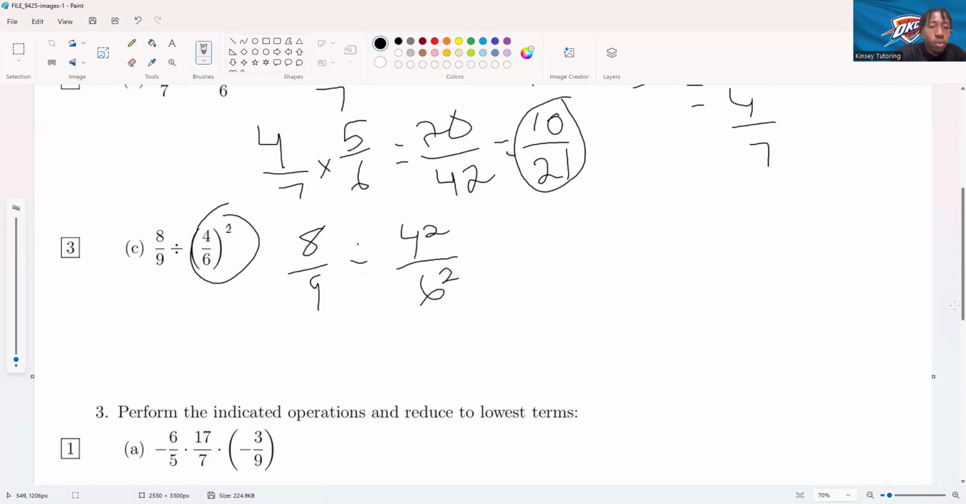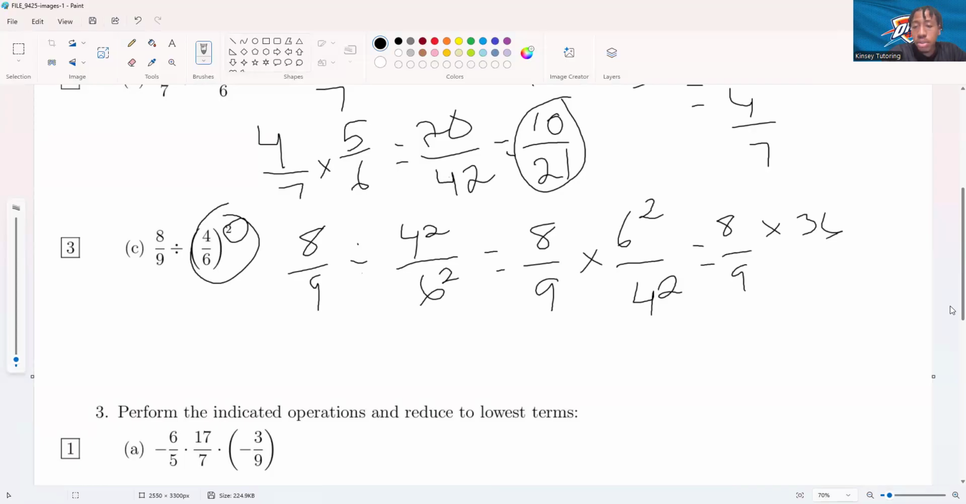right? So we take this exponent and we distribute it to both the numerator and the denominator, okay? Numerator being the top number, denominator being the bottom number, divided by 9, and then we're going to flip, so we flip, times 6 squared over 4 squared, and then we've got 8 over 9 times 36 over 16, okay?